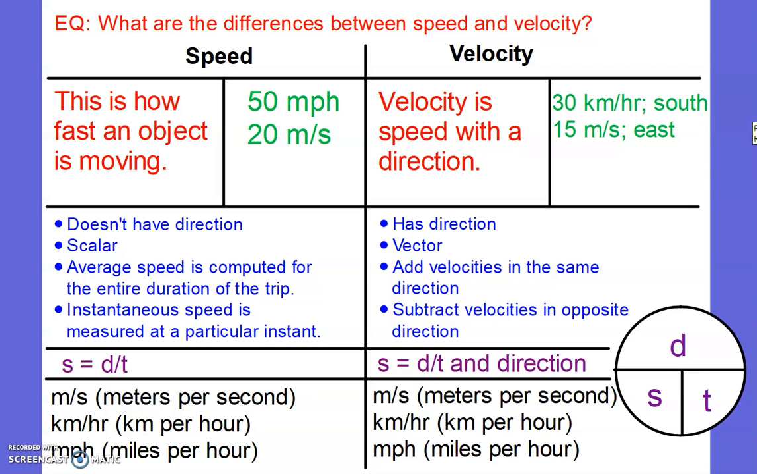Speed, if you were to talk to somebody about how fast something is going, you're talking about their speed. And so speed is defined as how fast an object is moving. So in your notes, you want to write down in the definition box for speed, it's how fast an object is moving. For velocity's definition, velocity is the same thing as speed, but it has a direction as well. So the definition of velocity is speed with a direction.